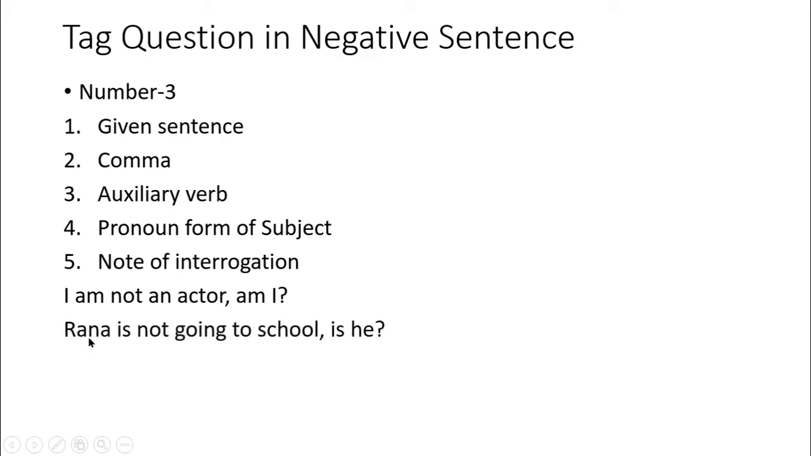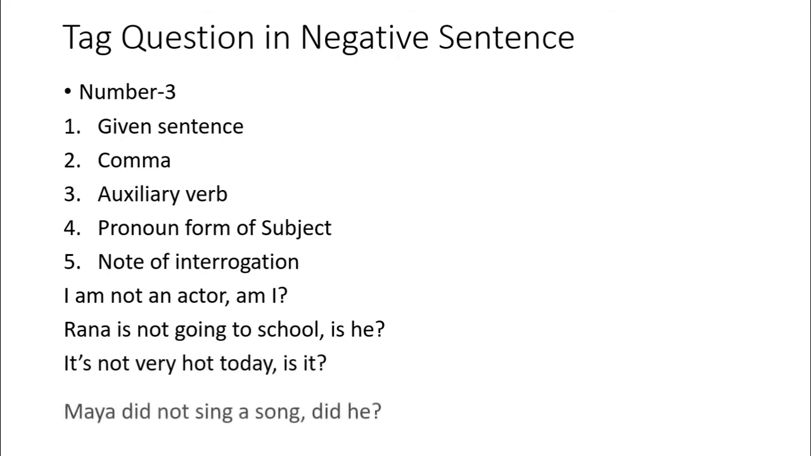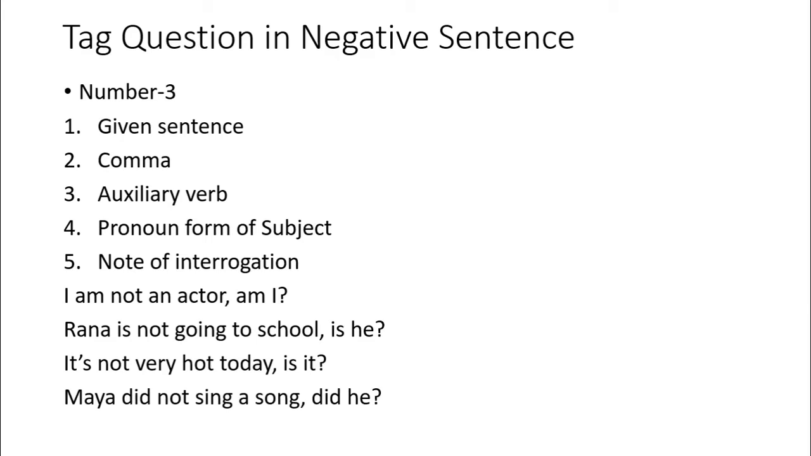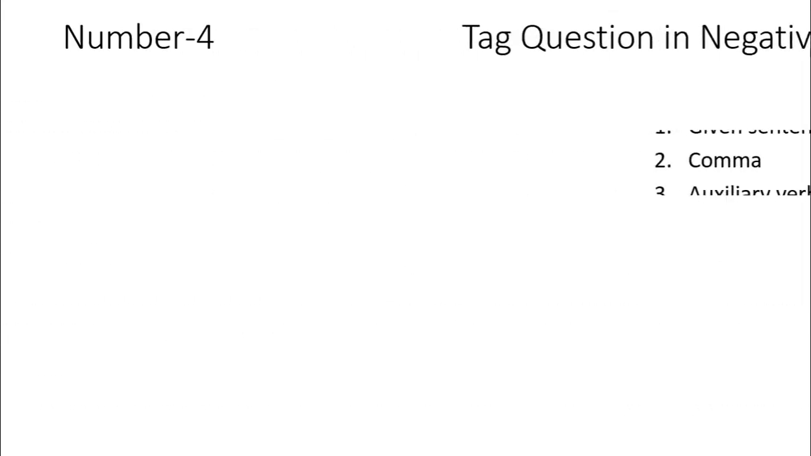So here we have a negative statement. Rana is not going to school. Here our question tag will be written in affirmative form. We have the auxiliary verb is and we have Rana here. The pronoun for Rana will be he. So we write Rana is not going to school, is he? Right. It's not very hot today, is it? Maya did not sing a song, did she? Right.